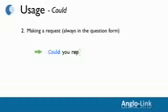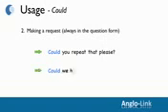Right, the second common usage of could is for making a request. In this case, it's always in the question form. For example, could you repeat that, please? Could we have a break, please?